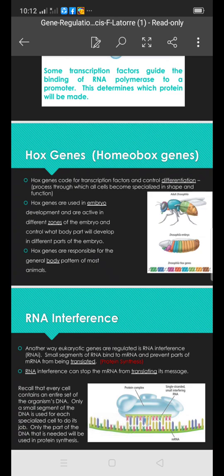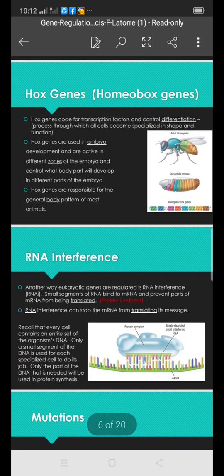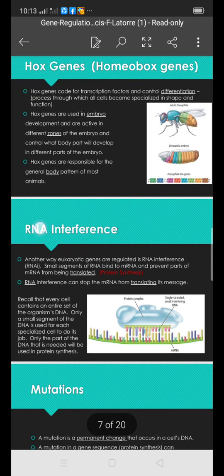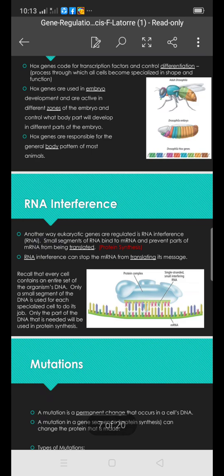Hox genes, or homeobox genes. Hox genes code for transcription factors and control the differentiation process through which all cells become specialized in shape and function. Hox genes are used in embryo development and are active in different zones of the embryo, and control what body part will develop in different parts of the embryo. Hox genes are responsible for the general body pattern of most animals.